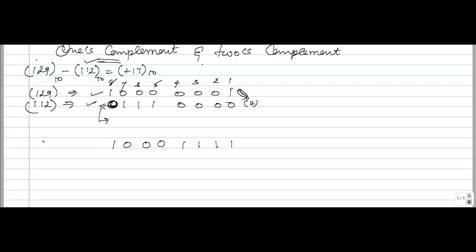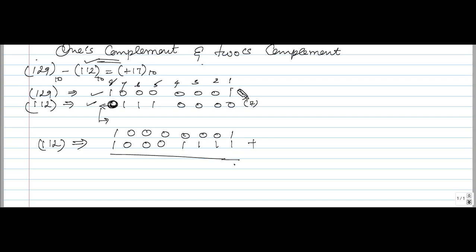So I'm going to convert this 0 to 1, and this 1 to 0, 1 to 0, 1 to 0, and we have 4 zeros over here. So it turns out to be 4 1s. And now this is the complement of 112, right? This is the complement of 112.